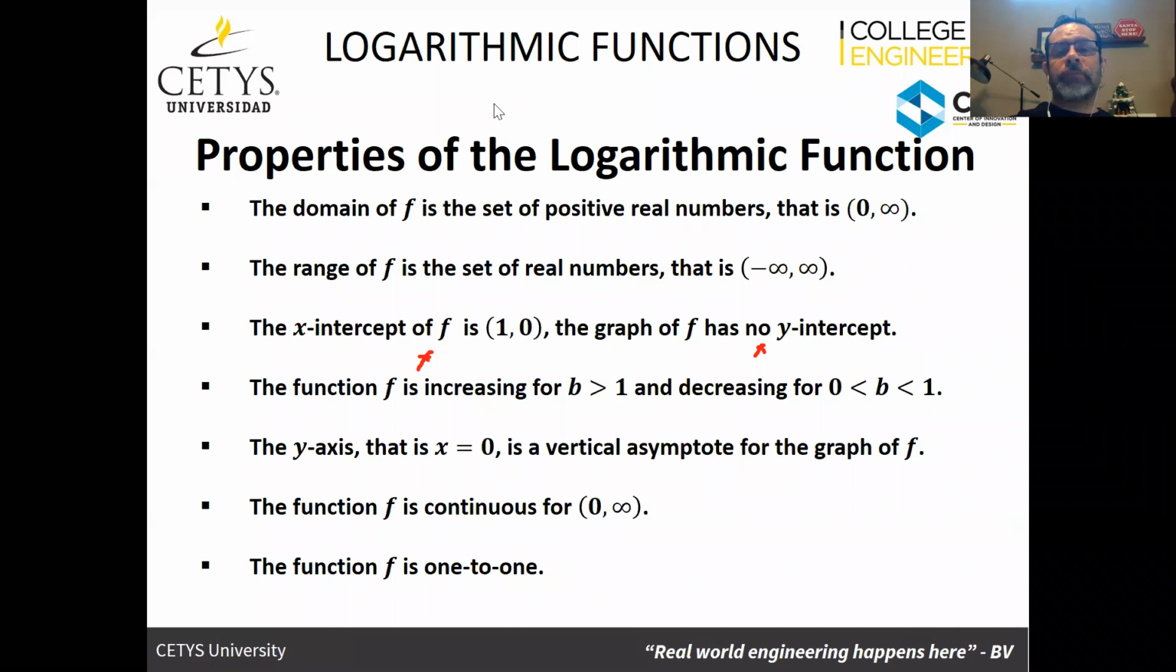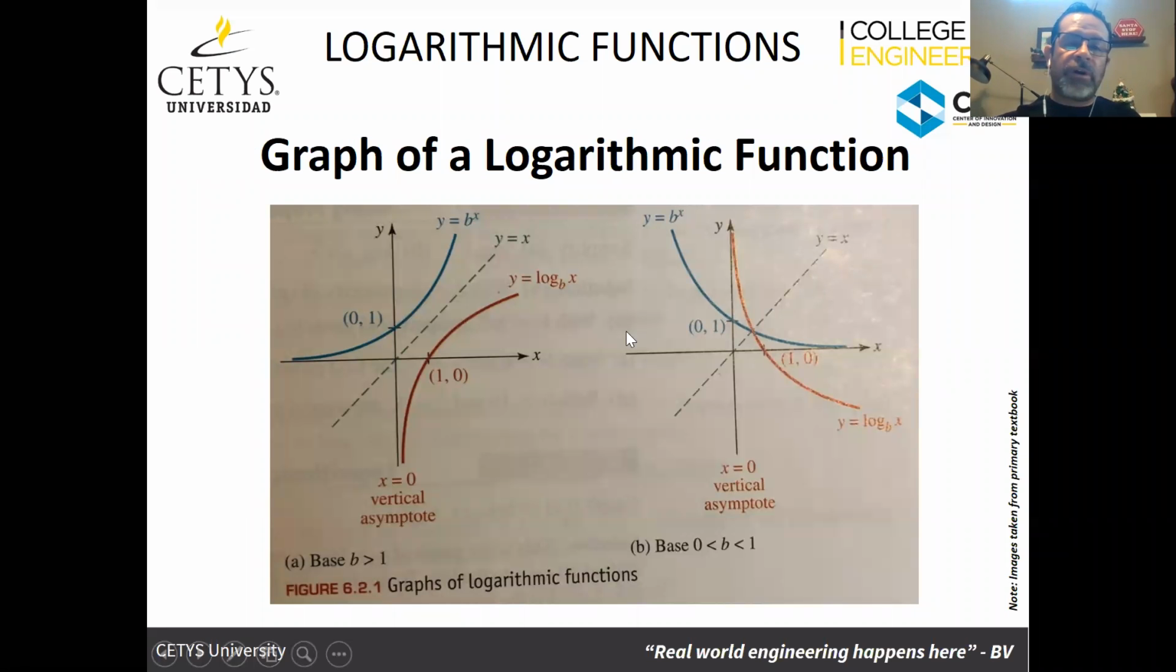Let me clear this. And this is what we were talking about. It's going to be increasing for b larger than 1 and decreasing for b from 0 to 1. And this is what we were talking about in the previous slide. So for b larger than 1, it's going to be increasing. For b between 0 and 1, it's going to be decreasing.